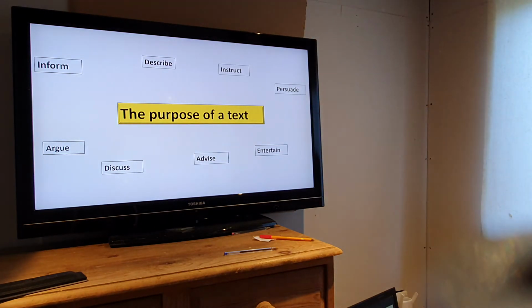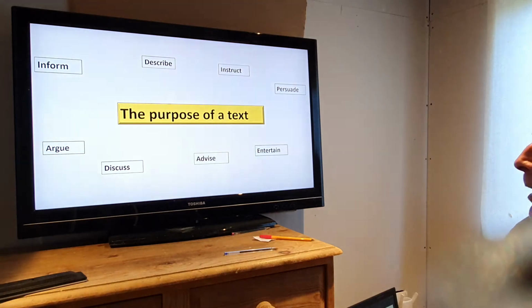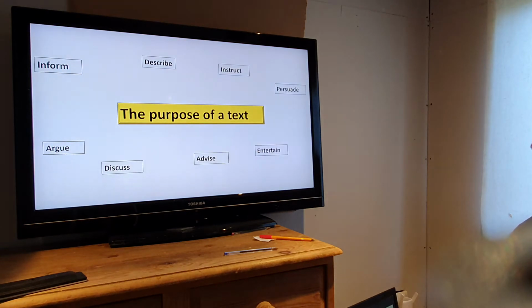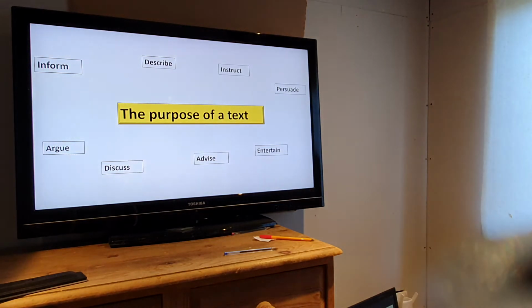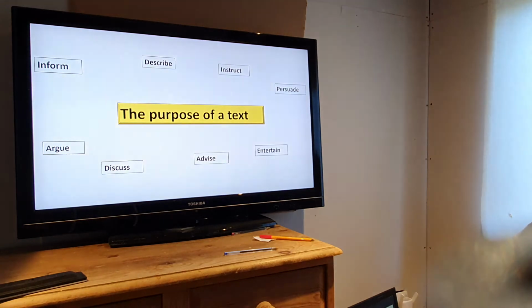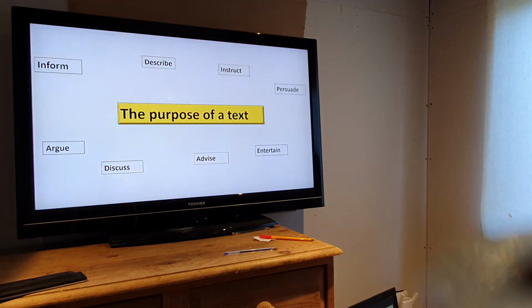Hello. The aim of today is to talk about the purpose of texts, and we're all aware of how within the exam paper they ask you what's the purpose of this particular text. Is it to inform? Maybe it's to describe, maybe it's to advise, and we're going to look at the different types of text that do all these particular functions, and we're particularly going to look at these 8 ways of doing it: inform, describe, instruct, persuade, argue, discuss, advise, and entertain. So that's what we're going to have a quick look at today, just to go back over it.